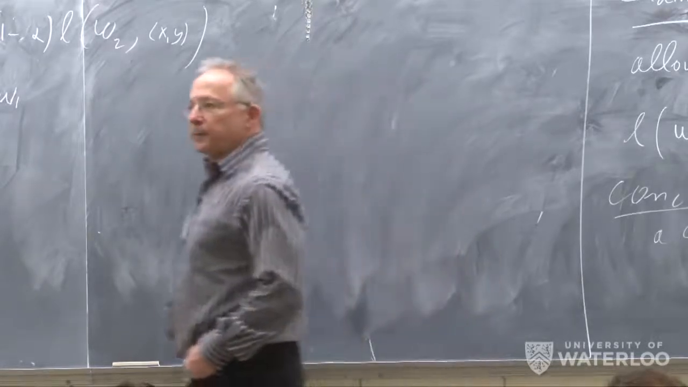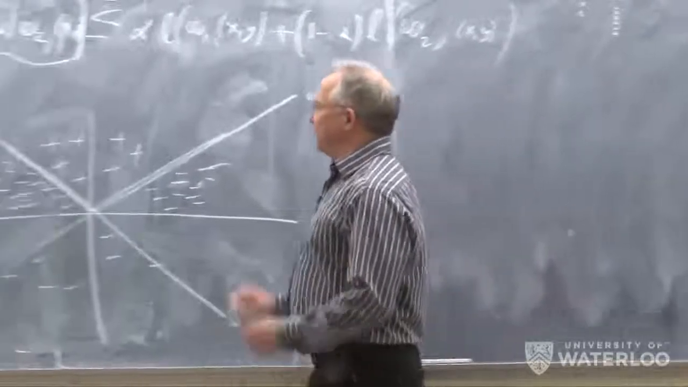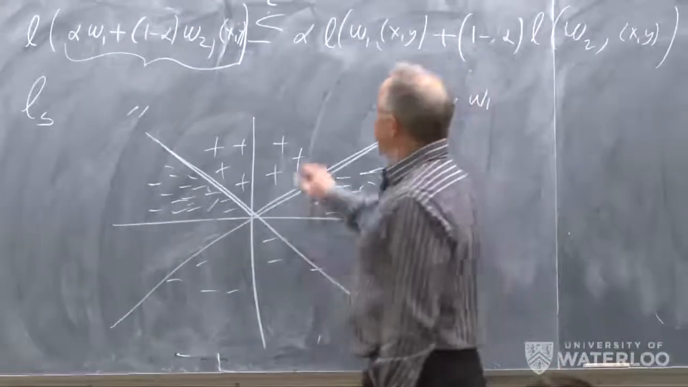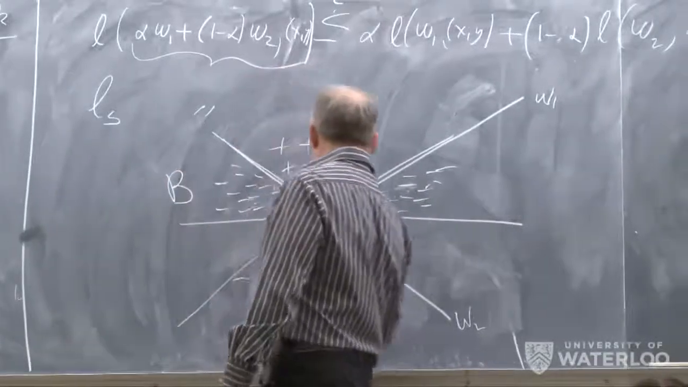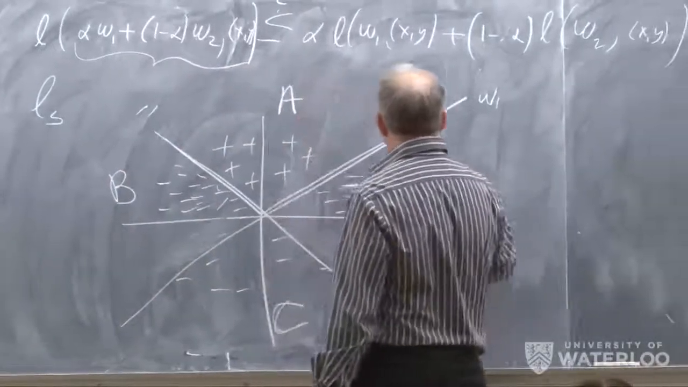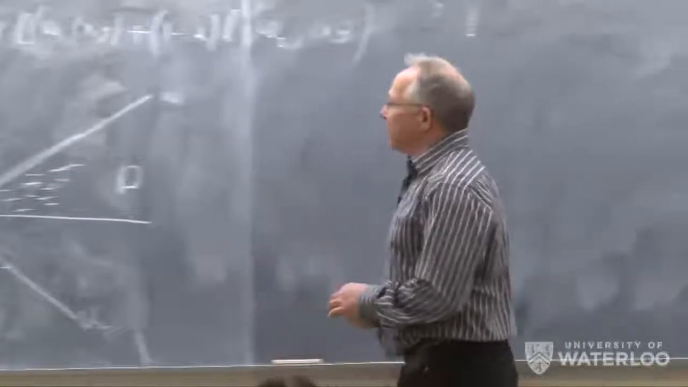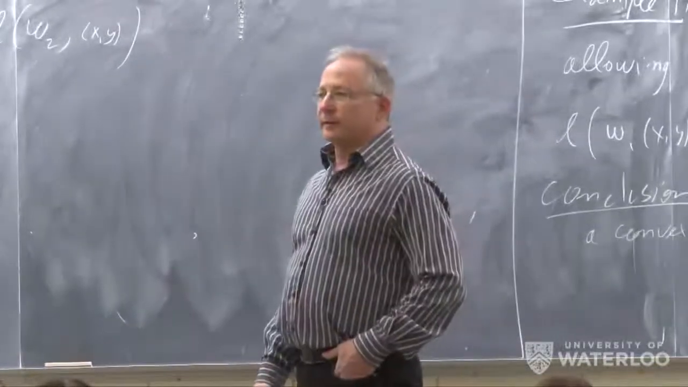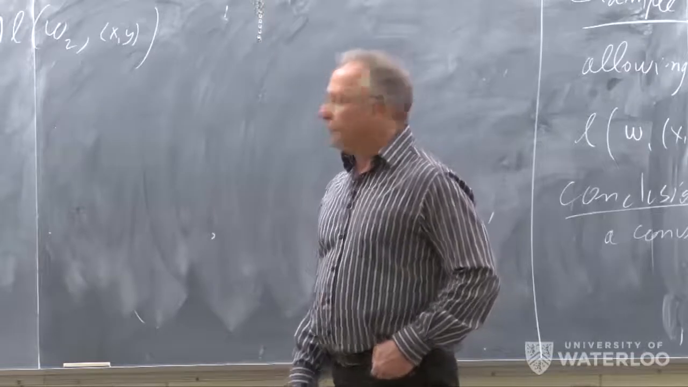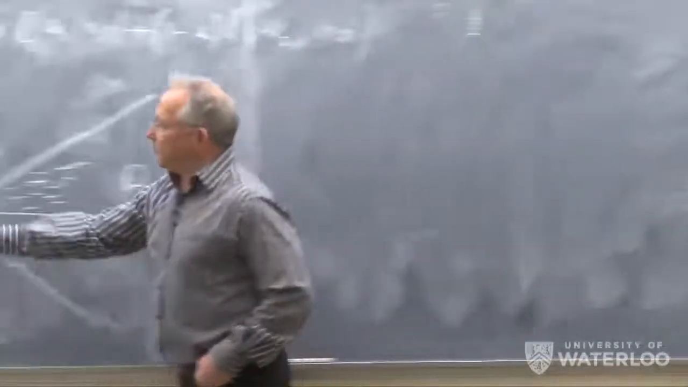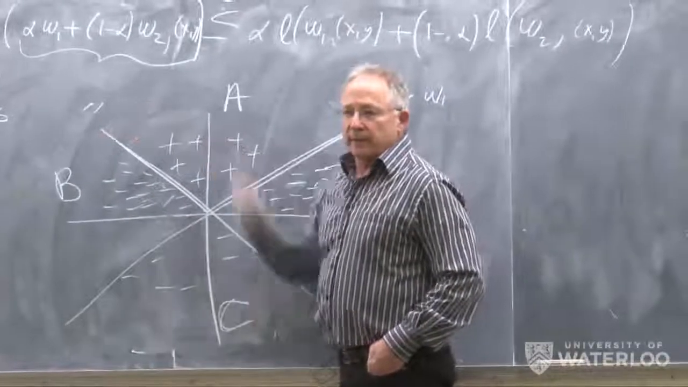So where does it mispredict? Let me mark the areas. Let's call this area A, B, this is area C, and this is area D. So in which areas does W1 mispredict? On B. W1 mispredicts on B. And you see, on B it mispredicts because everything above is plus.